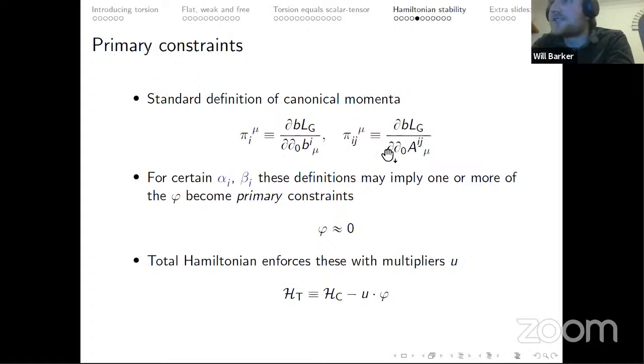But these definitions can carry with them implicitly the statement that some of those phi functions are actually equal to 0. And so we call these things primary constraints on the theory. And the way we deal with them in the Hamiltonian is to say that the total Hamiltonian is equal to the canonical Hamiltonian minus multiplier times whichever of those fields are primarily constrained. So this is the constrained Hamiltonian picture.